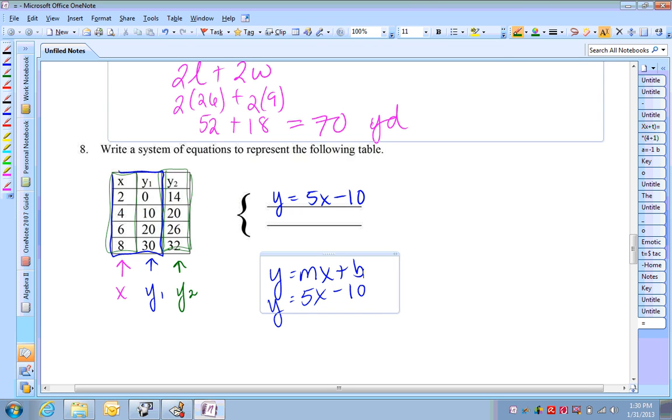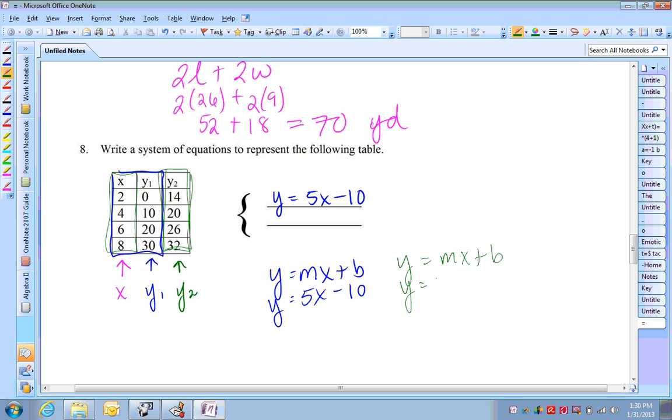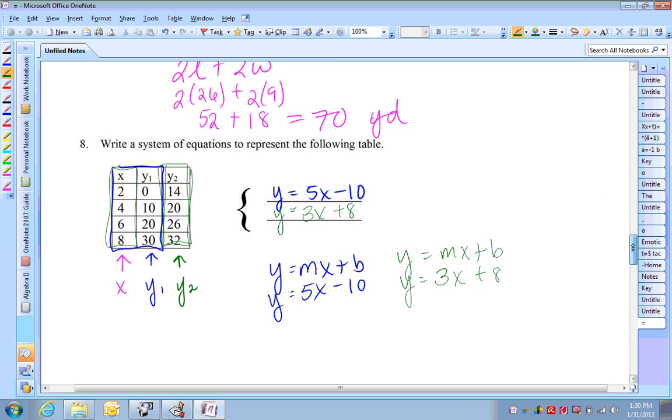So I'm going to write y equals mx plus b. And my m value is 3, so y equals 3x, and my b value is 8, so plus 8. So my second equation is y equals 3x plus 8. And we have now found a system of equations to represent the following table.